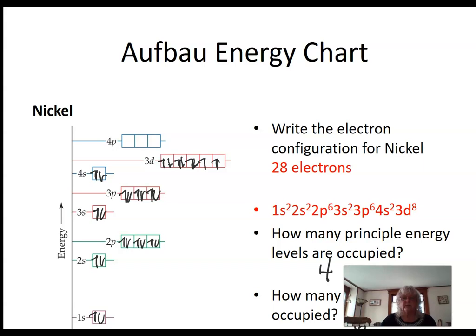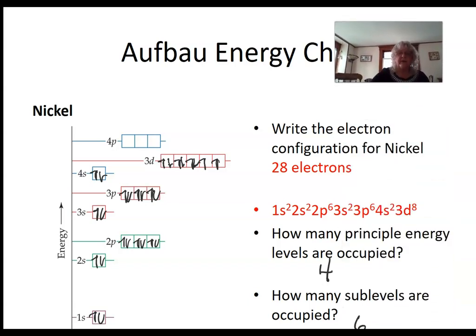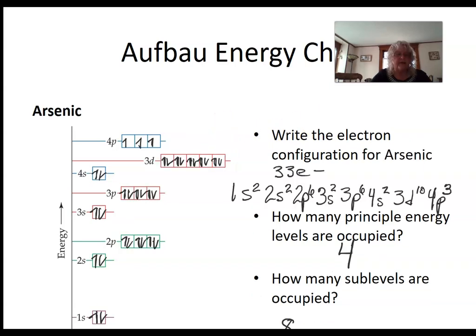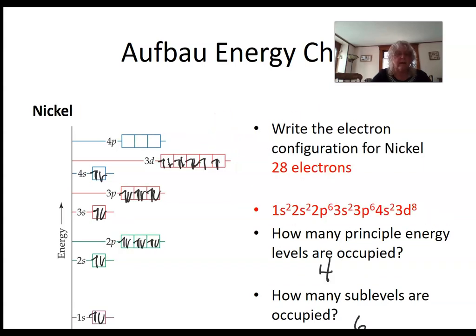The 1s2, 2s2, 2p6, etc. If I want to know how many principal energy levels are being used, well, it's 4. And I know that because the largest number on the screen here is a 4. Principal energy levels, remember, are indicated by number. So you can see right here, the biggest number I see is a 4, so there are 4 principal energy levels being used.